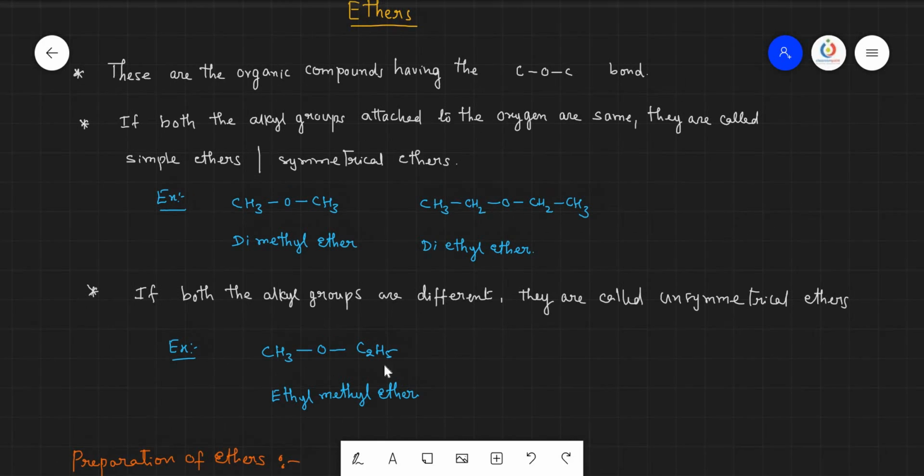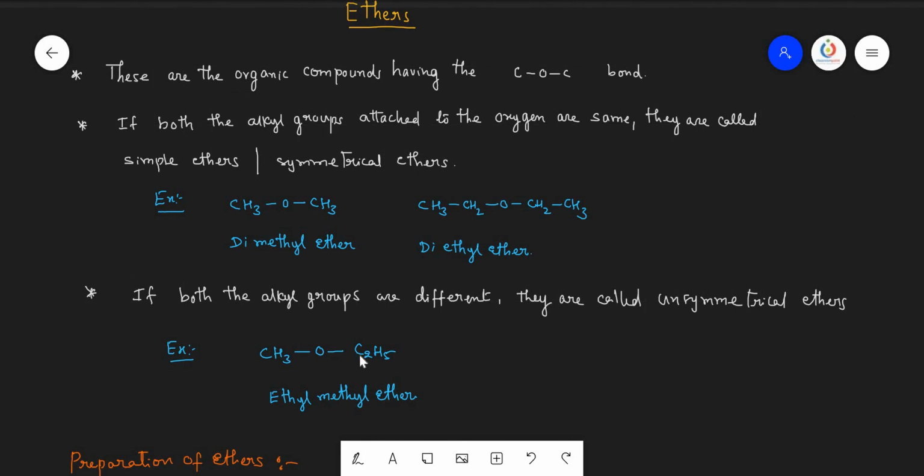Whereas if oxygen is attached with two different alkyl groups, then such ethers are called unsymmetrical ethers. You see here, oxygen is attached on one side with the ethyl group and on the other side with the methyl group, hence it is called an unsymmetrical ether.